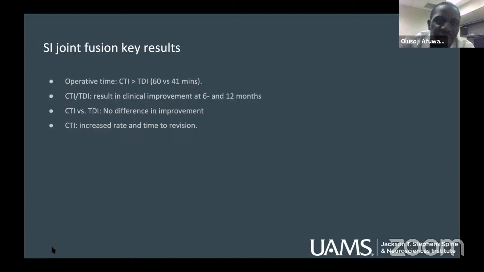So overall, this paper demonstrated that SI joint fusion with either the CTI or the TDI implants results in clinical improvements both at the 6 and 12-month follow-up. There was no significant difference between the improvements experienced between either group. They did notice a trend towards increased need for revision with the cylindrical threaded implants versus the triangle dowel implants. And they also noted that operative time was also increased with the cylindrical threaded implants.